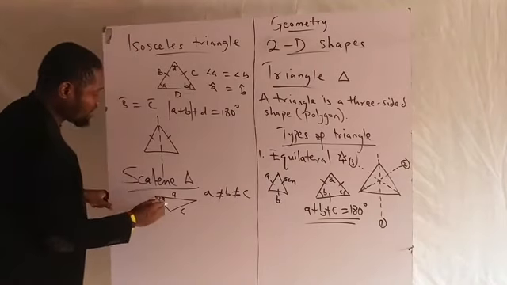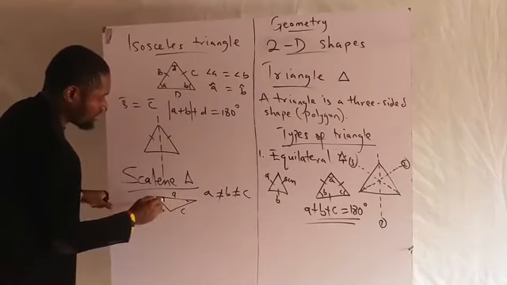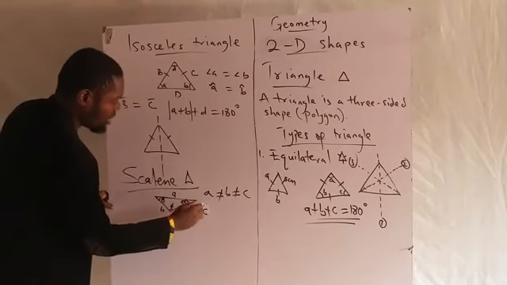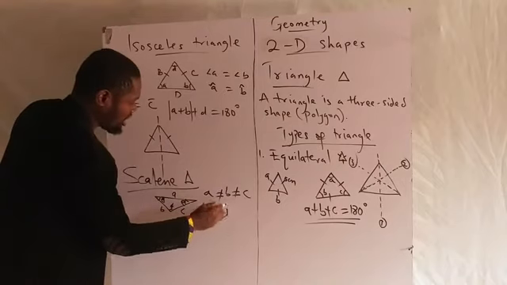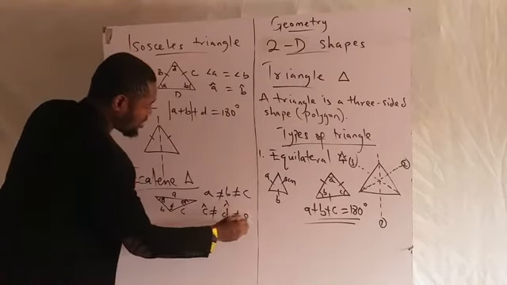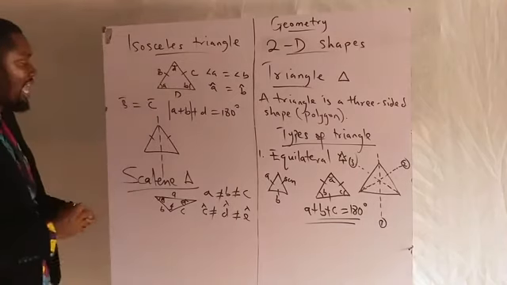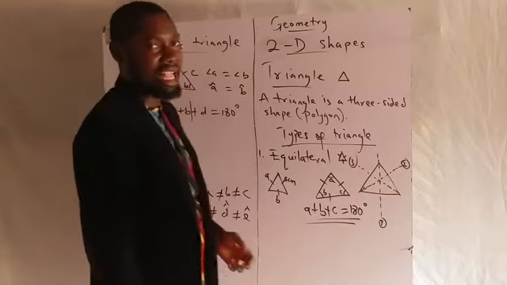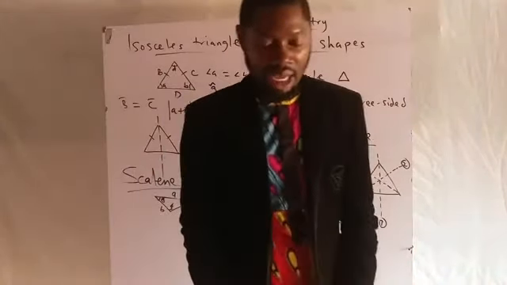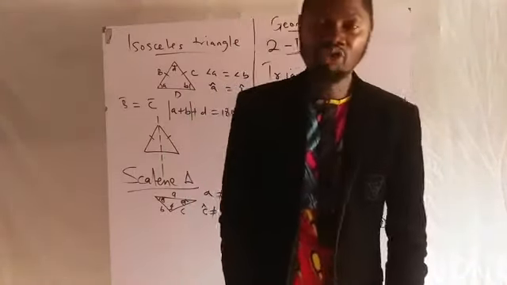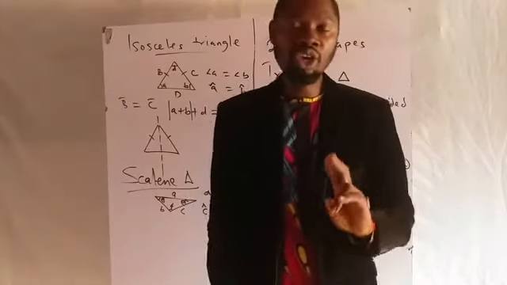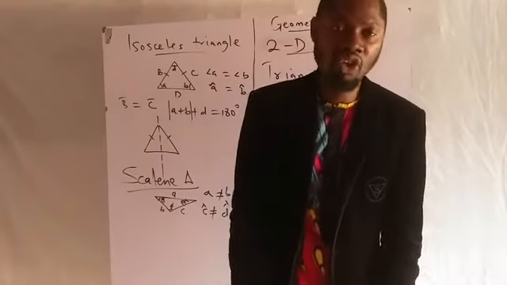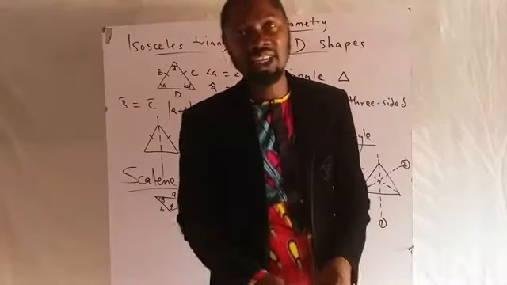If they have angles inside also, C, D, and E, angle C will not be equal to angle D, and angle D will not be equal to angle E, because the sides are not equal. So a scalene triangle is a triangle that has no equal side. An isosceles triangle is a triangle with two equal sides. Then an equilateral triangle is a triangle with three equal sides.